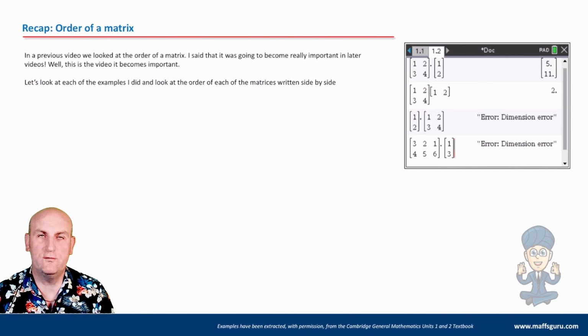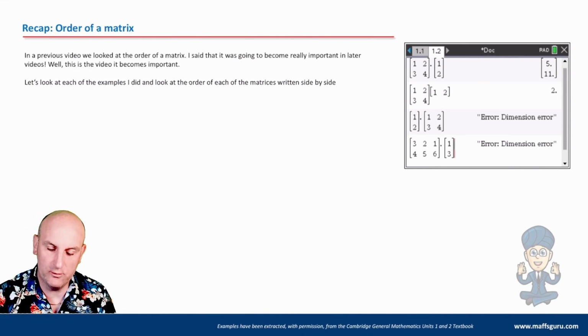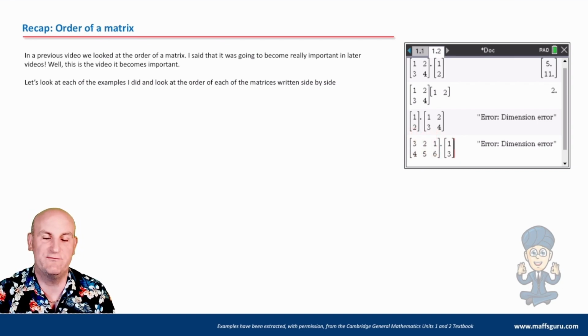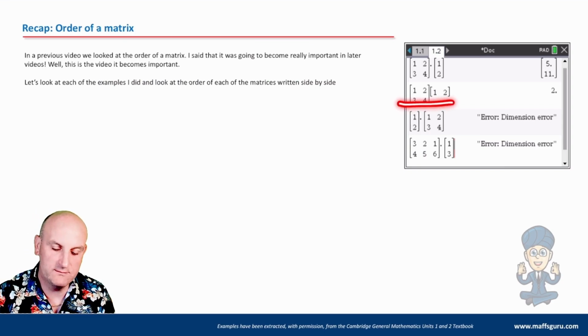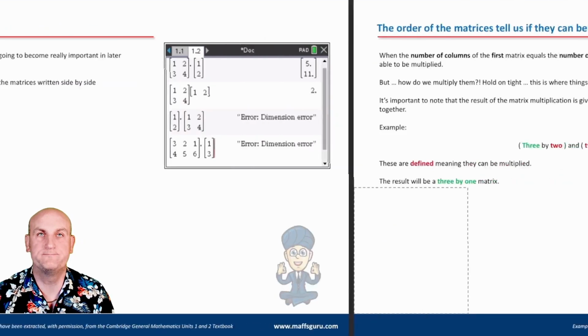Now, as I say, the order of a matrix is really, really important. If you remember, the order is about the number of rows followed by the number of columns. And we write that as a 3 by 2, a 7 by 1, a 1 by 4, etc. But when we write them together, that's the power.